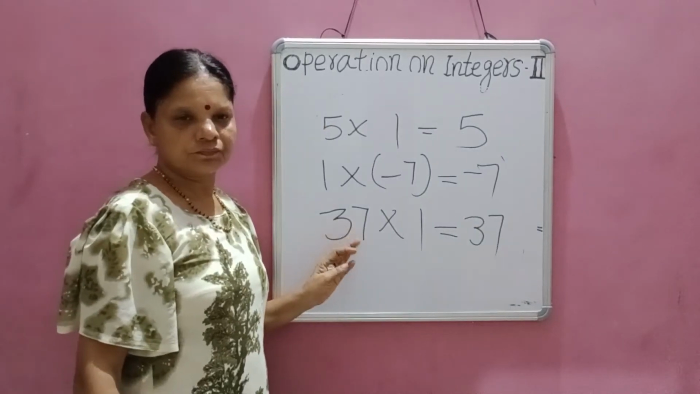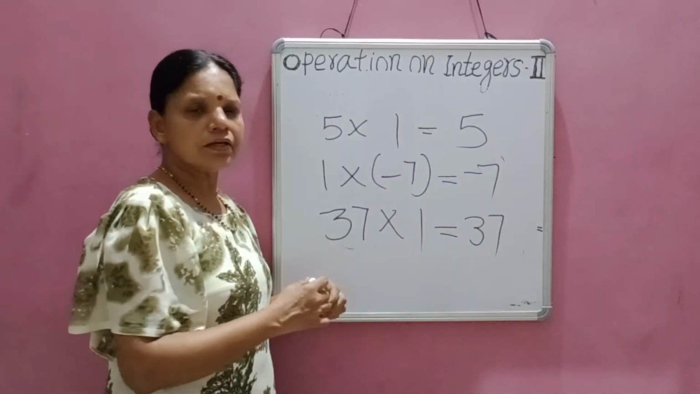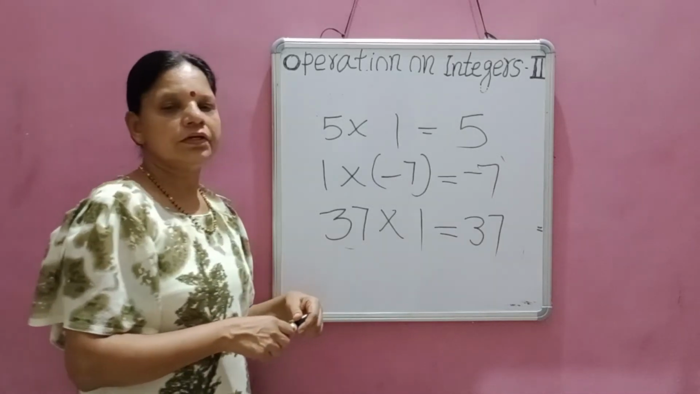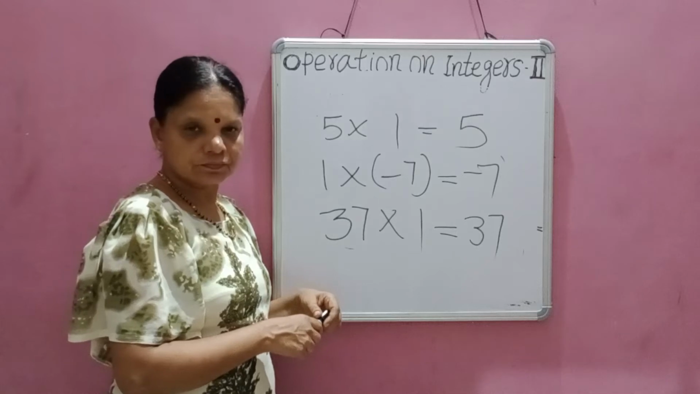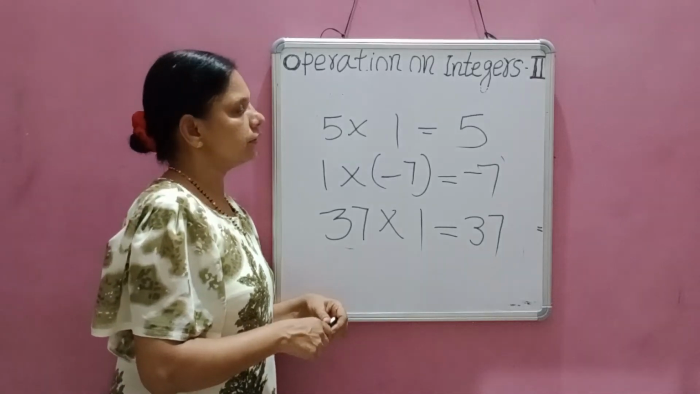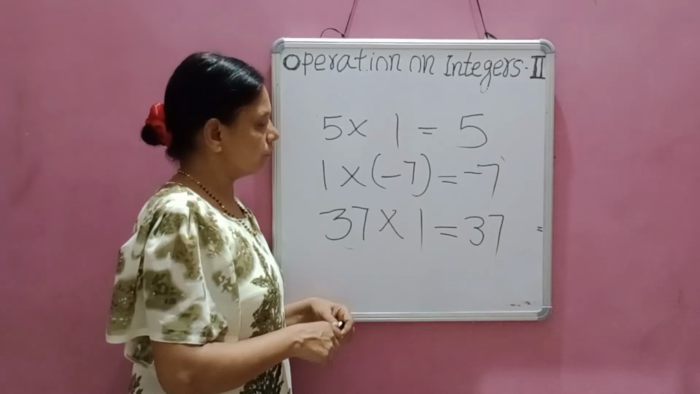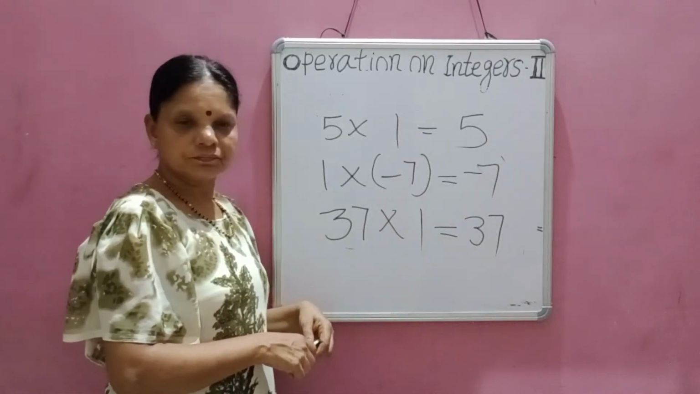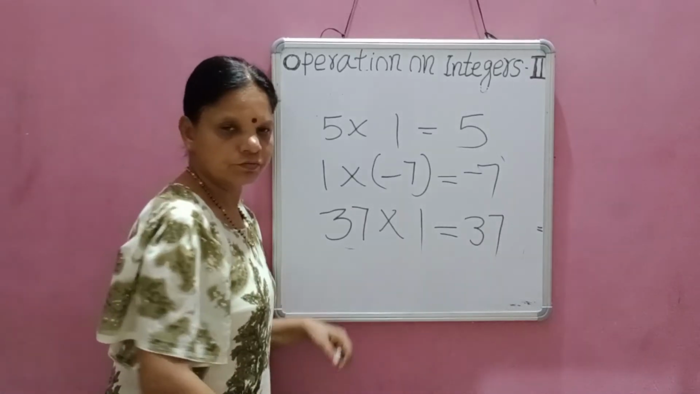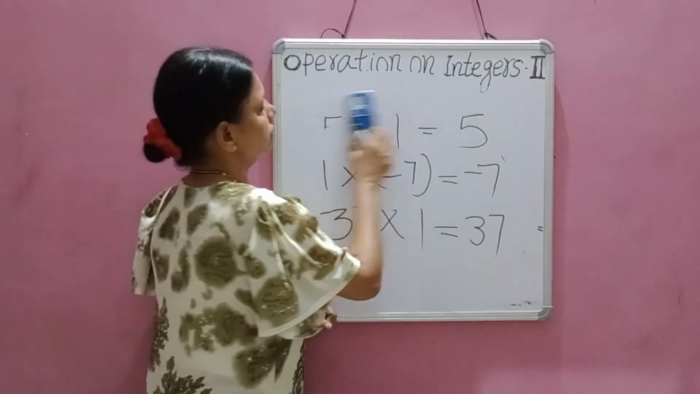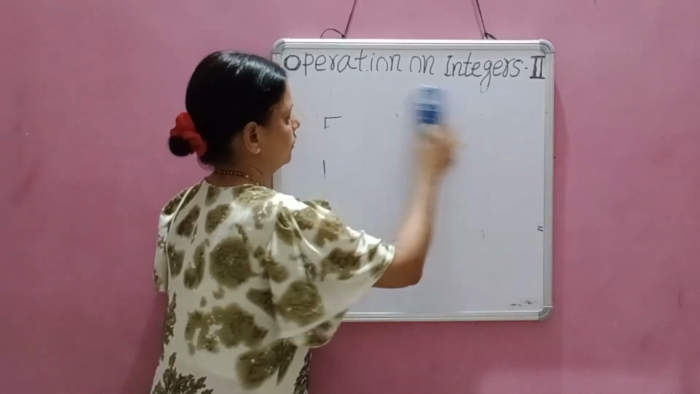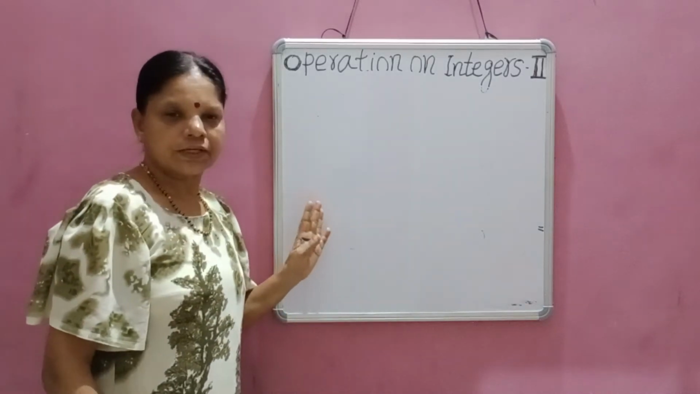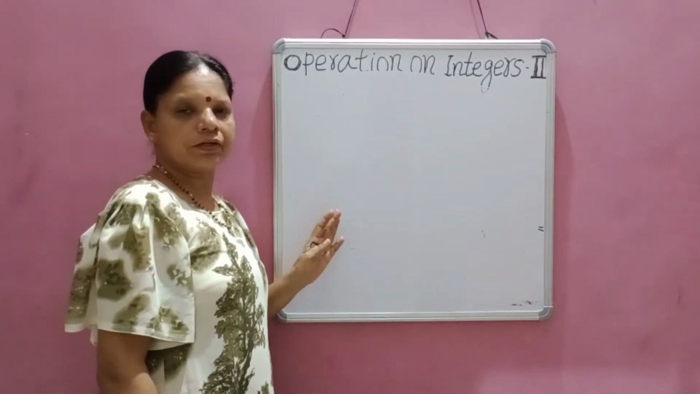So what is the rule? If you multiply any integer by 1, the value of the integer is unchanged. Here 5 ones are 5. 1 into minus 7, minus 7. 37 into 1, 37. Any number, if you multiply by 1, the same number you will get as the product. Clear?